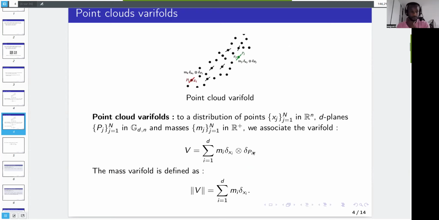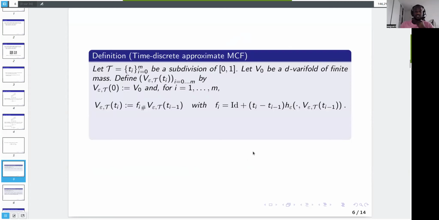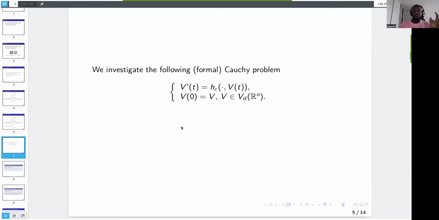So the problem we are investigating is the next Cauchy problem. There is a reason why mean curvature flow for point cloud does not make sense. It just disappears. I'm gonna talk about it later. So we're gonna fix epsilon, we're gonna fix an approximation scale, and we're gonna define an approximate mean curvature flow for point clouds. And we're gonna prove some properties when epsilon goes to 0 and when the point cloud converges to a submanifold.